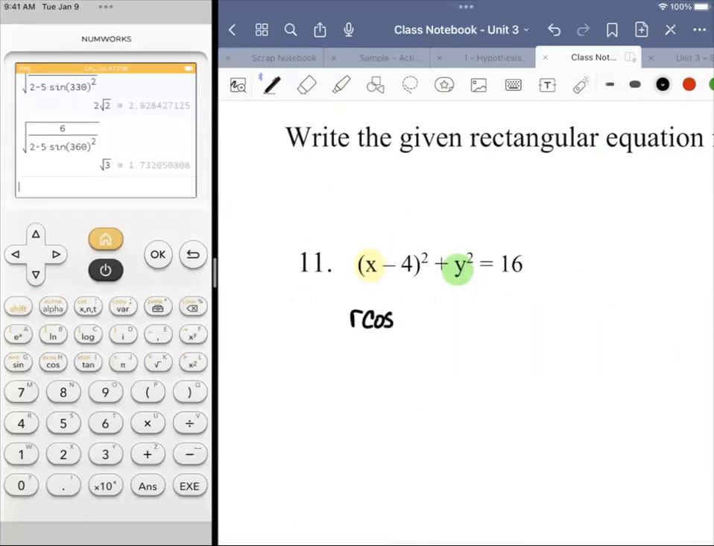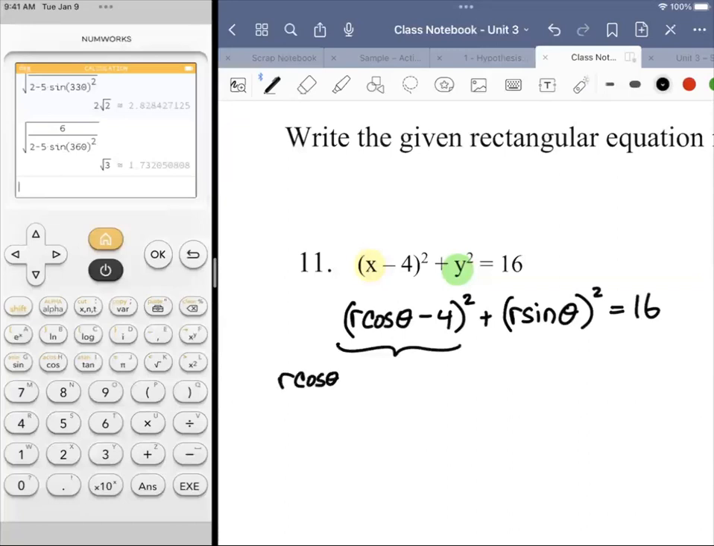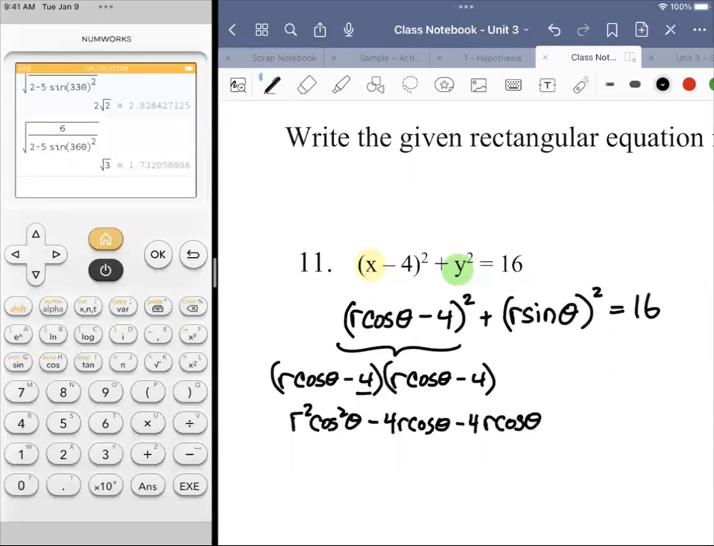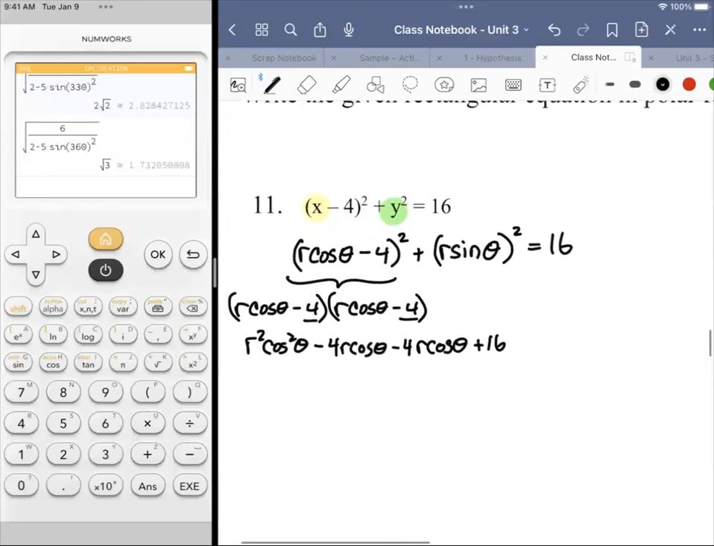So r cosine theta minus 4 squared plus r sine theta squared is equal to 16. All right. Now it requires a little distributive property. This is the same as saying r cosine theta minus 4 times r cosine theta minus 4. So a little double distributing coming your way. You'd have r squared cosine squared theta. The outers, negative 4 r cosine theta. The inners, negative 4 r cosine theta. And then when we multiply the last ones together, we get a positive 16. Then I throw on at the end here, r squared sine squared theta, and I leave the 16 alone.